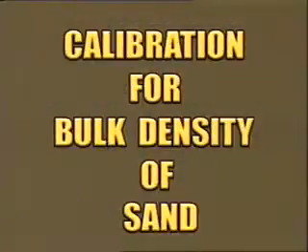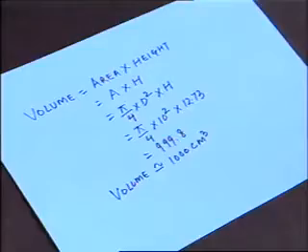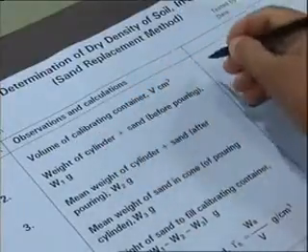To start with the practical, first of all, we shall determine the bulk density of the sand. For this purpose, we shall determine the volume of the calibrating container. Volume is equal to area into height, that is A into H, where area is equal to pi by 4 into d square. By putting the value of dia is equal to 10 centimeter and height is equal to 12.73 centimeter, the volume of the calibrating container is approximately equal to 1000 centimeter cube. Record the volume of the calibrating container.